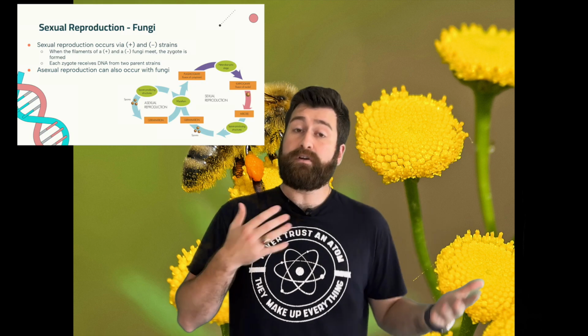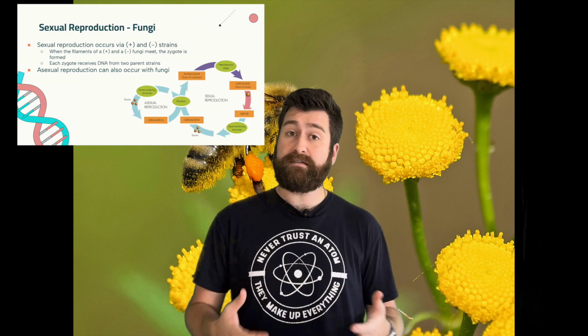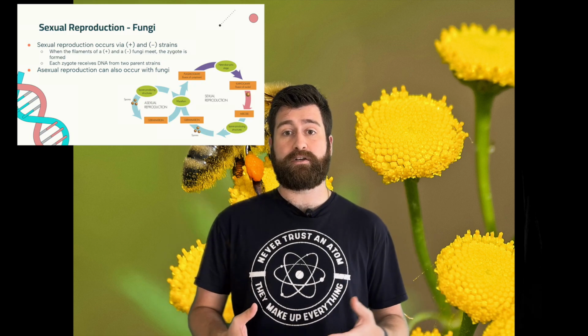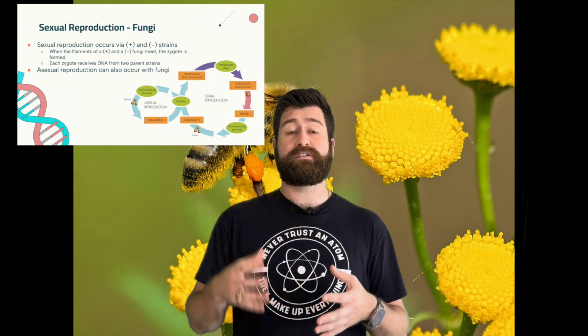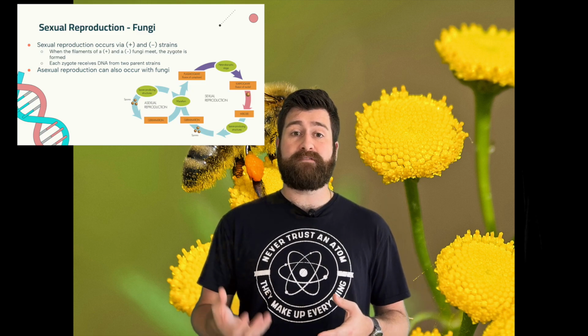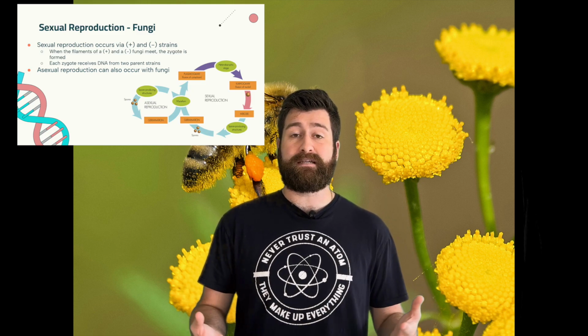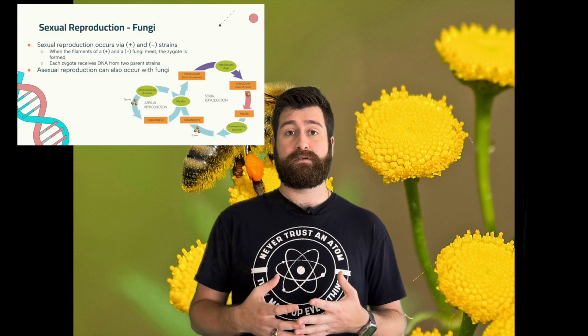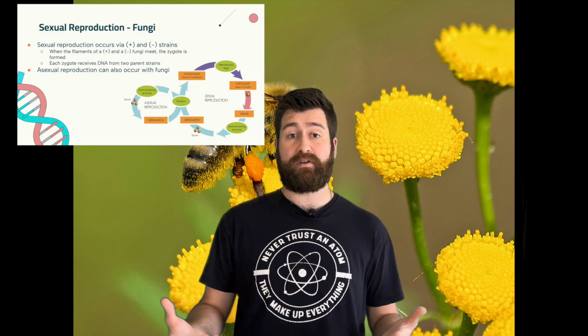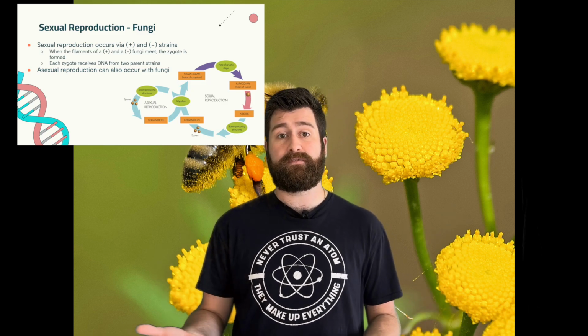Let's finish up our conversation about sexual reproduction today with talking about fungi. Earlier I did mention that they can undergo asexual reproduction, but fungi can also undergo sexual reproduction. And this occurs via positive and negative strains. When the filaments of a positive and a negative fungi meet, a zygote is formed. Each zygote receives DNA from the two parent strains, one from the positive, one from the negative.